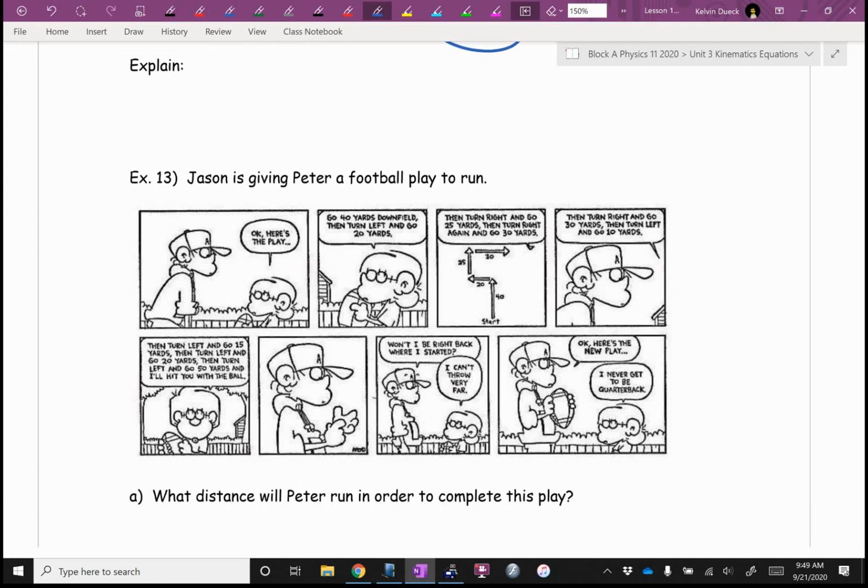So Jason, the younger brother, is playing football with Peter, his older brother. And Jason says this, "Okay, here's the play. Go 40 yards downfield, then turn left and go 20 yards, then turn right and go 25 yards, then turn right again and go 30 yards, then turn right and go 30 yards, then turn left and go 10 yards, then turn left and go 15 yards, then turn left and go 20 yards, then turn left and go 50 yards, and I'll hit you with the ball." Peter thinks and he says, "Won't I be right back where I started?" Jason says, "I can't throw very far."